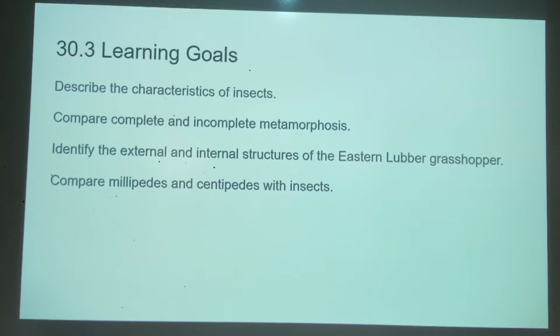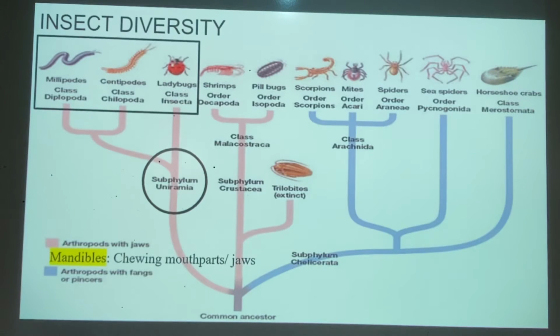And then last but not least, we're going to compare millipedes and centipedes with insects because they're just a little bit different but in the same phylum. So we are mostly going to study the subphylum Uniramia. So go ahead and circle that on your notes if it's not already there for you. And then put a box around these three guys. So we're going to talk about millipedes and centipedes, which are class Diplopoda and class Chilopoda, and then lastly class Insecta, which is going to be all the insects.